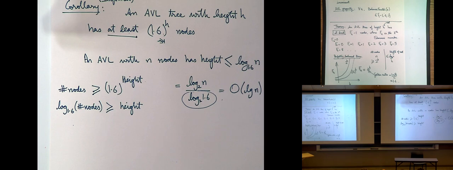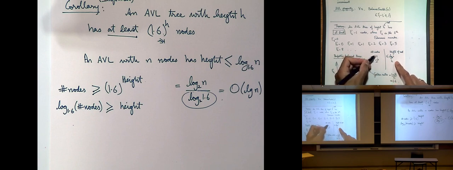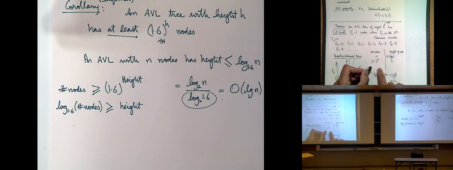Right? And again, maybe going into the math a little bit, the log function is the inverse of the exponential. So you can either talk of it as the height being logarithmic in the number of nodes, or the number of nodes being exponential in the height. And you can show either one of them and they imply the other. No.